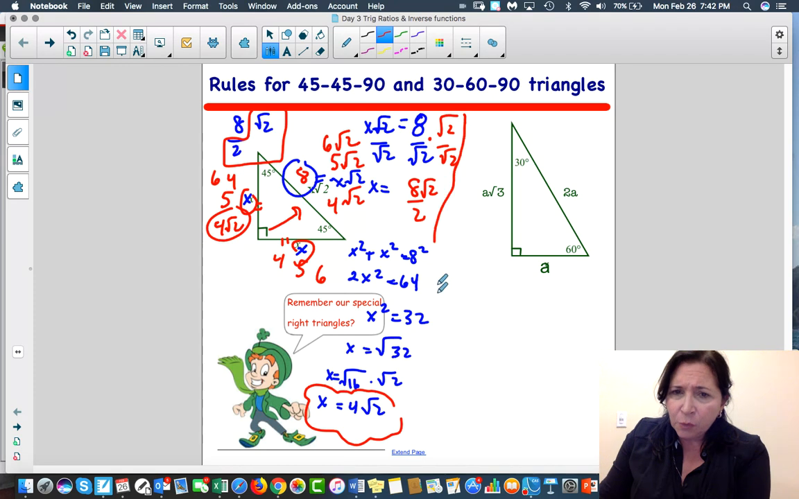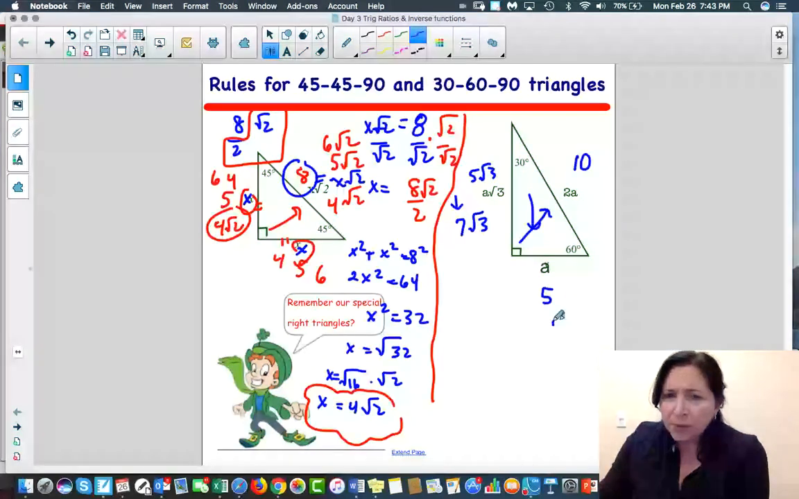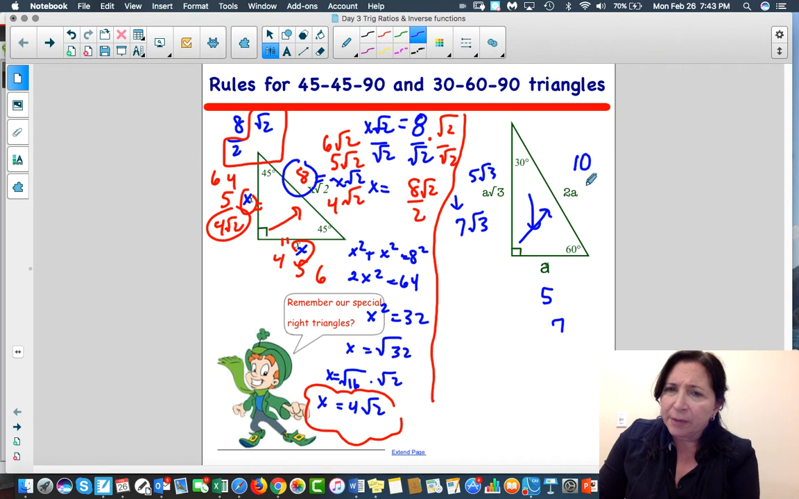That is not the case for a 30, 60, 90 special right triangle, where across from the 30 degrees, I'm going to call this A. Across from the 90 is 2A, and across from the 60 is A root 3. So if across from the 30 was the number 5, then across from the 90 would be 2 times 5, which is 10, and across from the 60 would be 5 root 3. If this number instead was 7 root 3, then 7 would be my A, across from the 30 would be 7, and across from the 90 would be 2 times 7, which is 14.